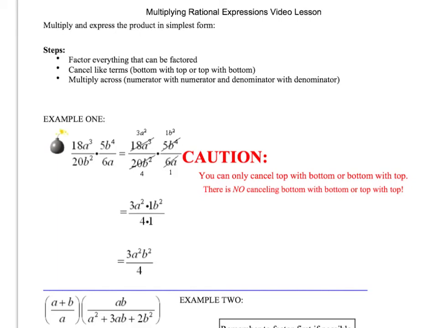Today we are going to multiply rational expressions. The directions usually say multiply and express the product in simplest form. The steps you are going to do are: factor everything you can, cancel out like terms, bottom with top or top with bottom, and multiply across, numerator with numerator, denominator with denominator.